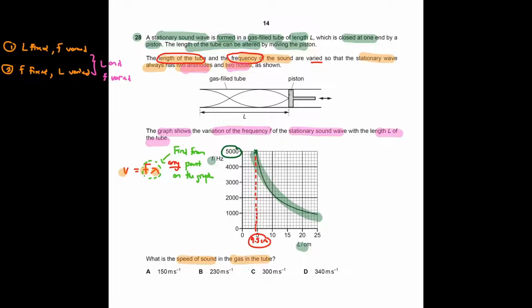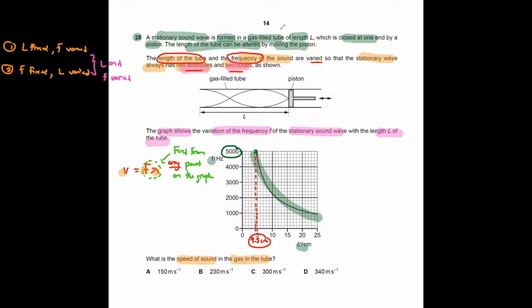So here, how are you going to do this? You just look at what the question said earlier. For any of the points that you have on this graph here, the stationary wave that is formed always has two antinodes and two nodes. So whatever frequency value or length that you have, you will always be getting this stationary wave inside.